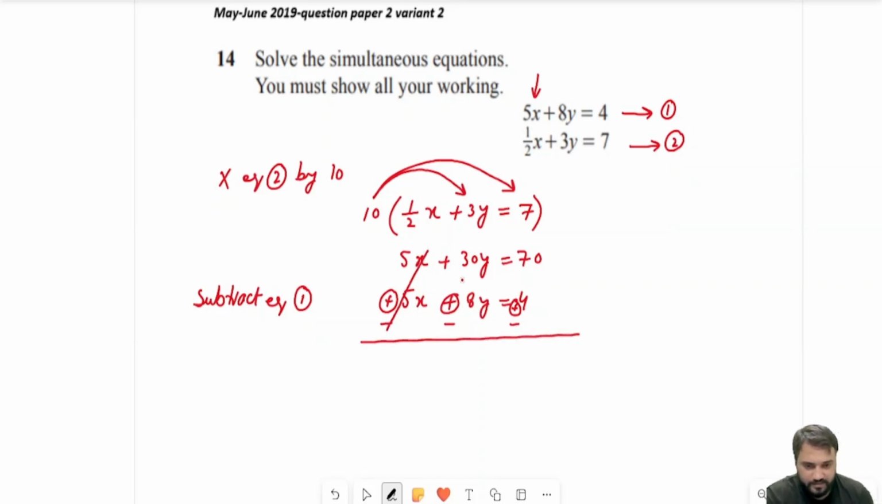These terms cancel out. 30y minus 8y is equal to 22y. Okay, is equal to 70 minus 4, that is equal to 66. After that, 22 goes to the other side. It will divide 66 like this. The answer will be 22 times 3 is 66. Our value of y is 3.